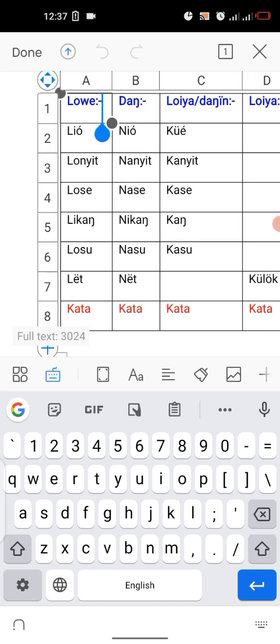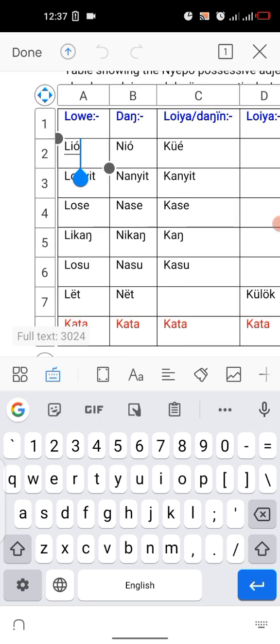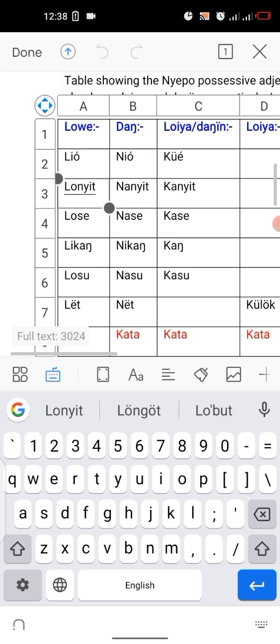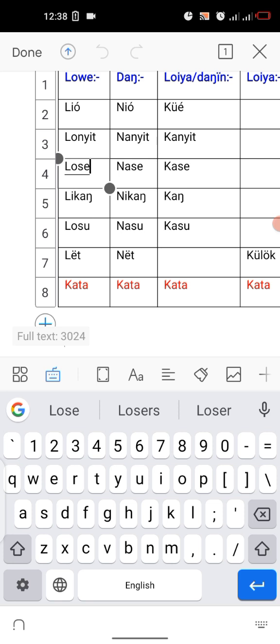So if you want to say my arrow, lower Leo. His arrow, or her arrow, you will say lower Lonyit. Their arrow, you will say lower Losse. Our arrow, you will say lower Likang.